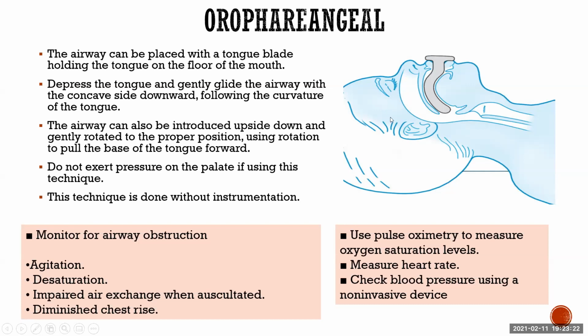And make sure there is no excessive pressure being exerted on the palate. And there is no need to use any instrument for this method. And make sure we monitor for signs and symptoms of airway obstruction, such as agitation, desaturation, impaired air exchange, and diminished chest rise. And then monitor the patient's progress using pulse oximetry, heart rate, and blood pressure.